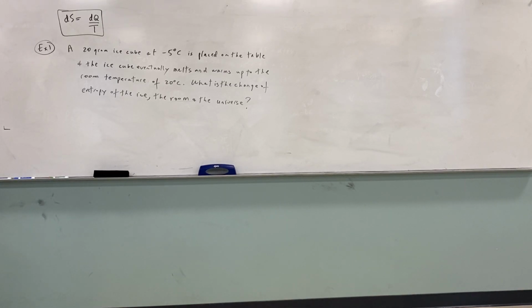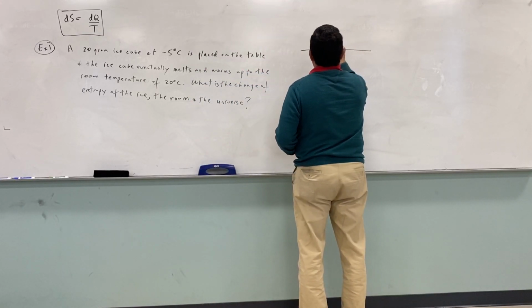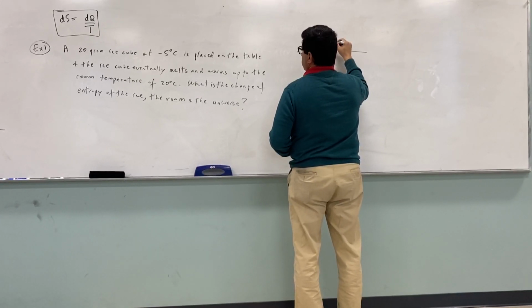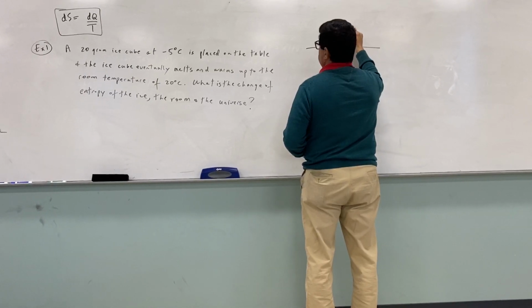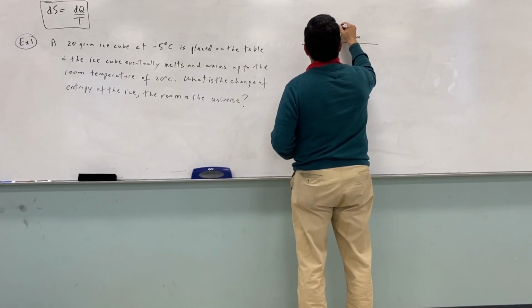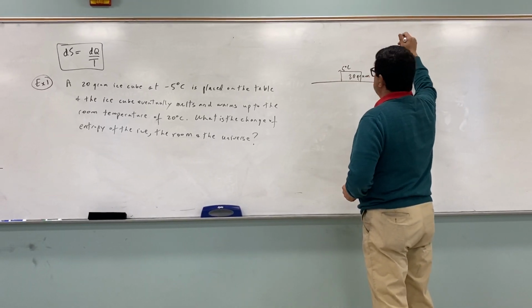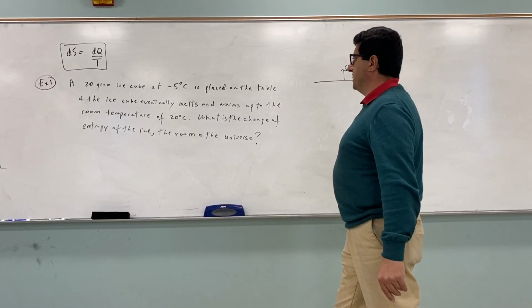An ice cube at -5 Celsius is placed on the table. So you have an ice cube placed on the table, 20 grams at -5 Celsius. We're assuming that the atmosphere is at 20 Celsius. So then what's going to happen?